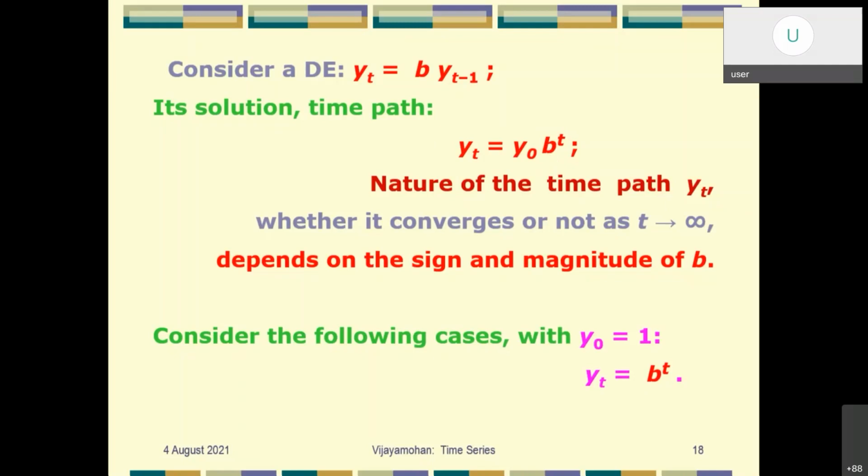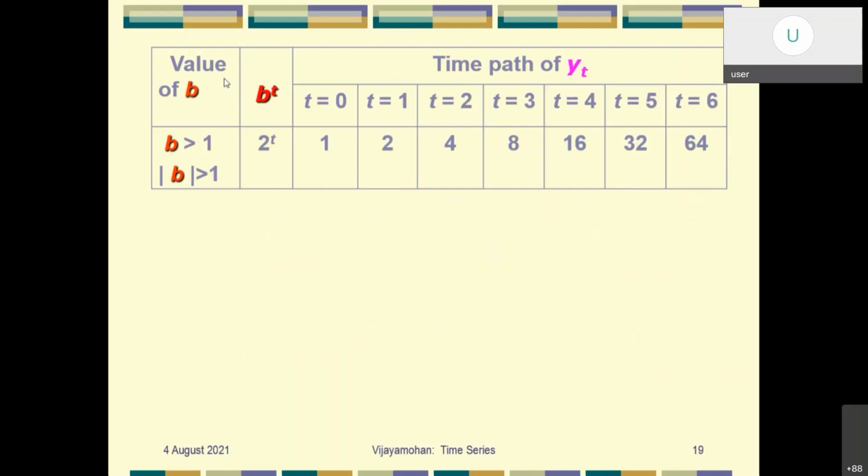Now, for simplicity, we assume that y0 equals 1, so that we can write yt equals b power t. So for different time periods, we can find the time path of yt, depending upon the magnitude of b and its sign also. Now I am giving those cases. Suppose we take b greater than 1, for example b equals 2, so that b power t is 2 power t. As time changes from 0, 1, 2, 3, 4 and 5, we get the time path of yt. So 2 power 0 is 1, 2 power 1 is 2, then it is 4, 8, 16, 32, and so on.